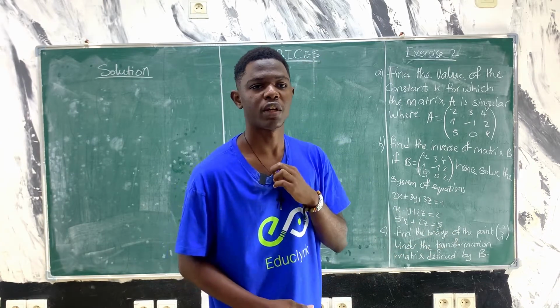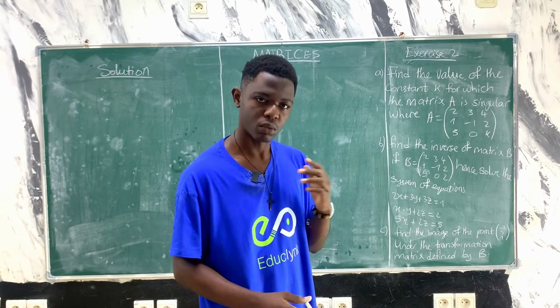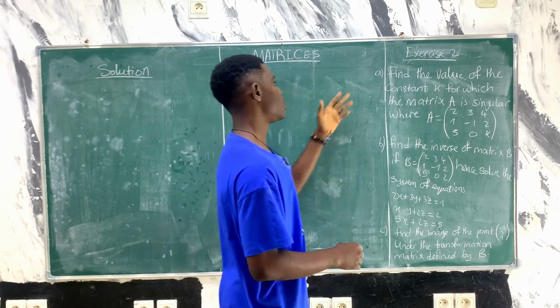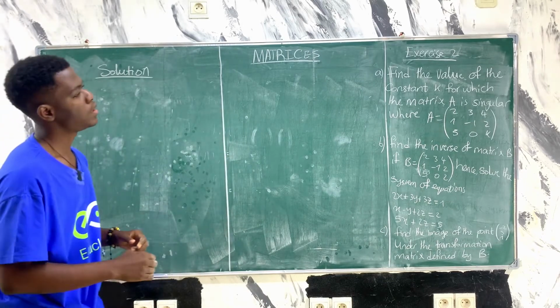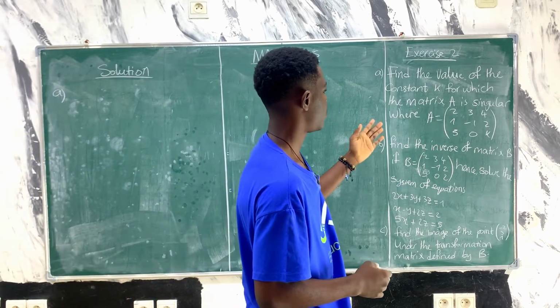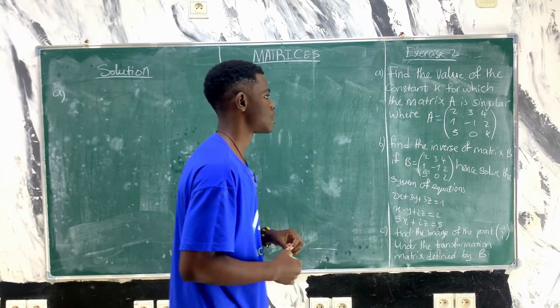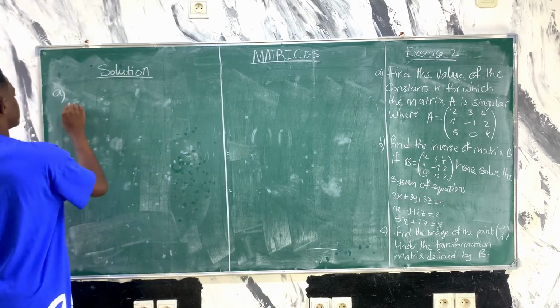Okay, so now we did not find the image of the point, so we are going to see what the image of the point looks like. So let's start with A. A says find the value of the constant k for which the matrix A is a singular matrix. Okay, let's copy the matrix A.